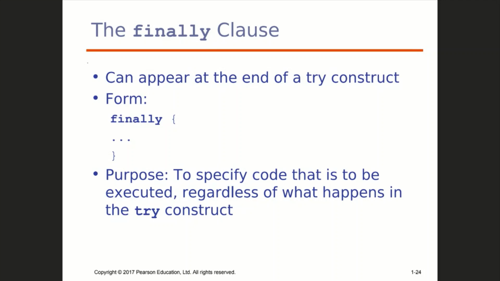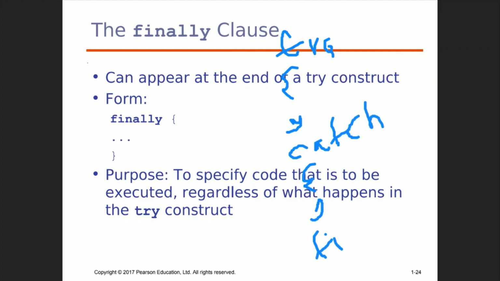What does always mean? For example, you have a try, and after the try you have a catch block, and after the catch block you have the finally block, and then the brackets. Let's assume in the try there was an exception and it's caught in the catch block. Then finally will be executed, of course.